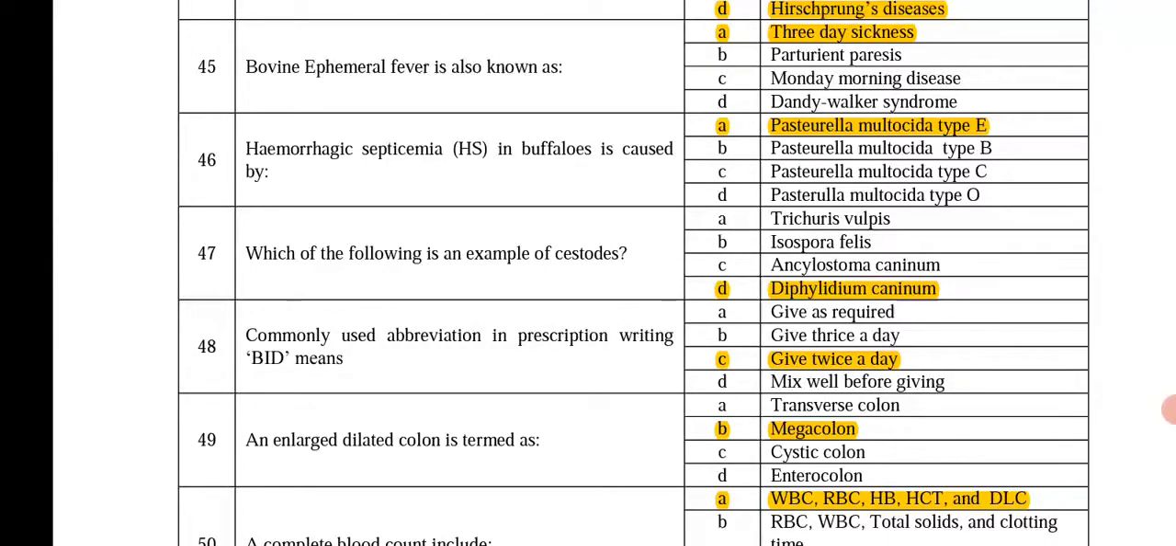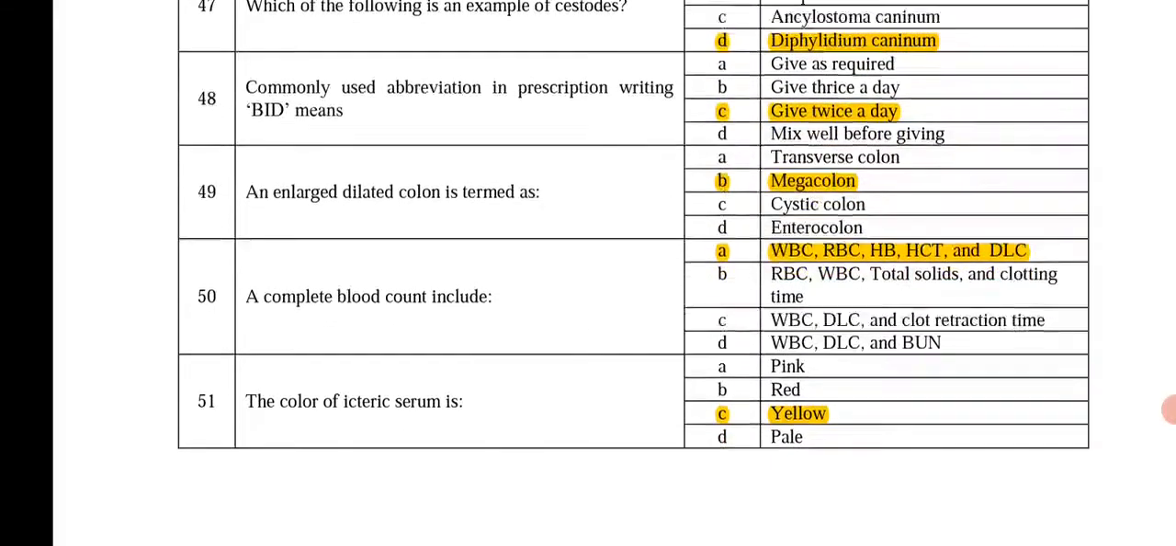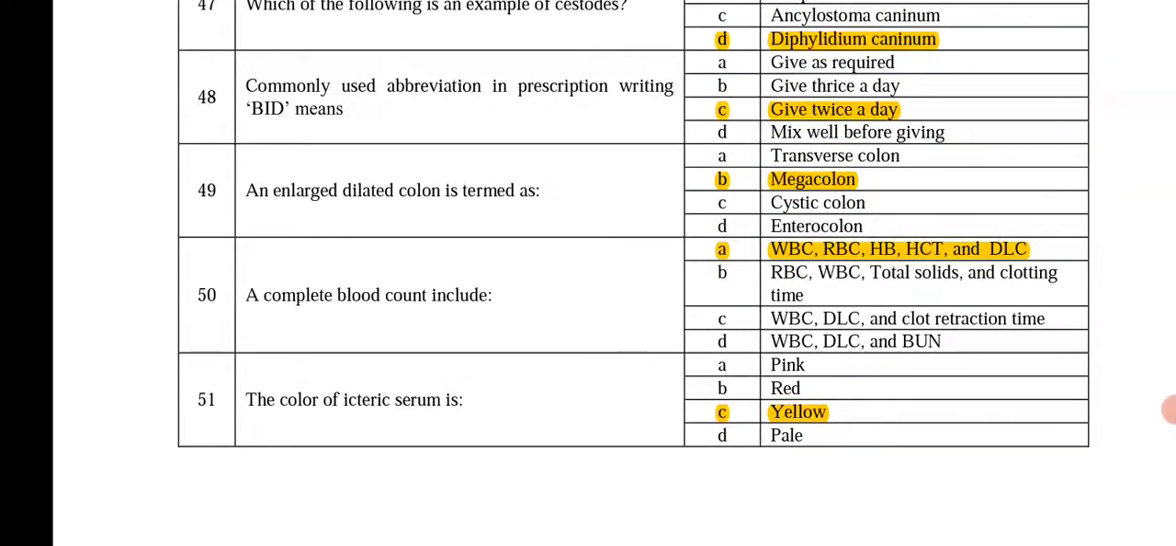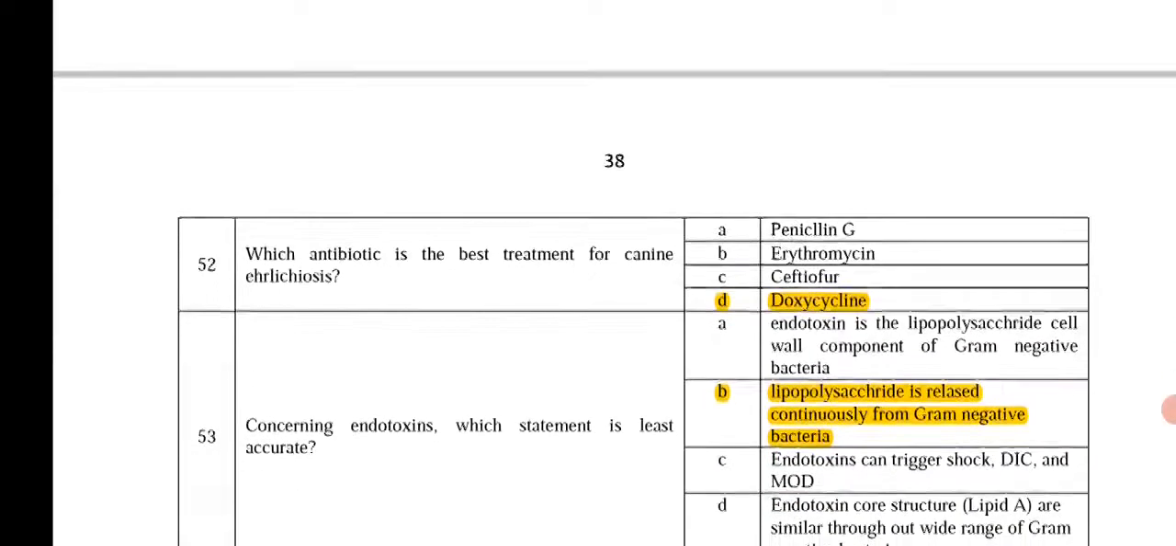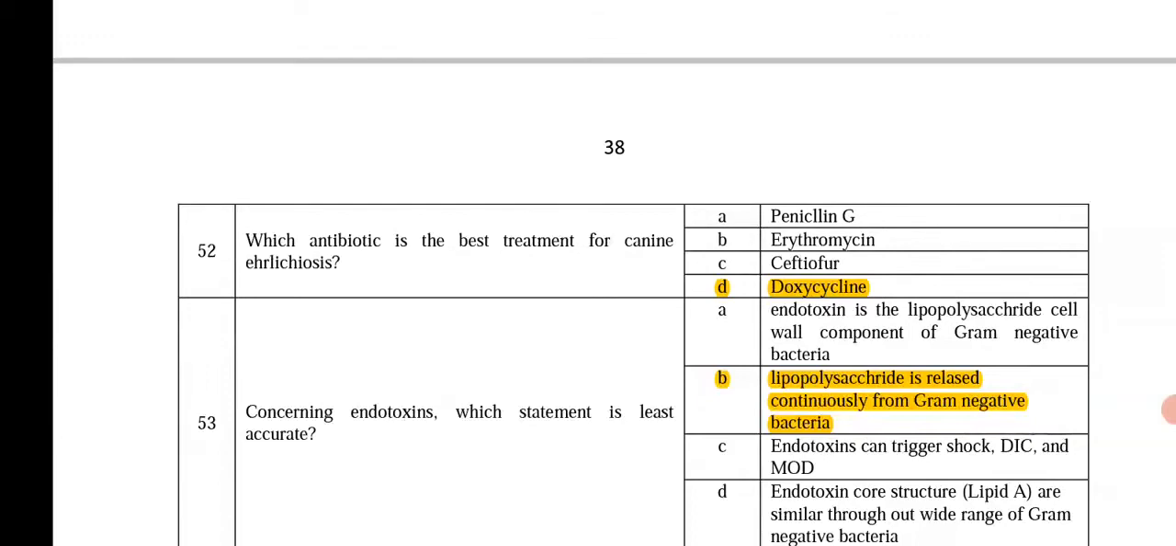An enlarged dilated colon is called as megacolon. A complete blood count includes white blood cell, hemoglobin, hematocrit, and differential leukocytic count. The color of icteric serum is yellow. Which antibiotic is the best treatment for canine ehrlichiosis? Doxycycline.